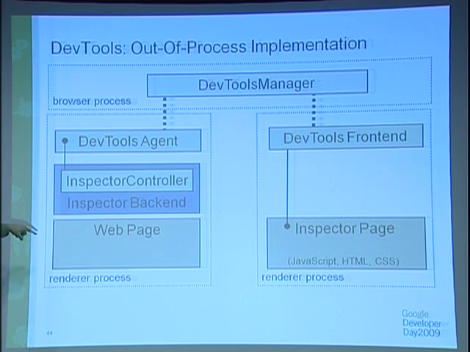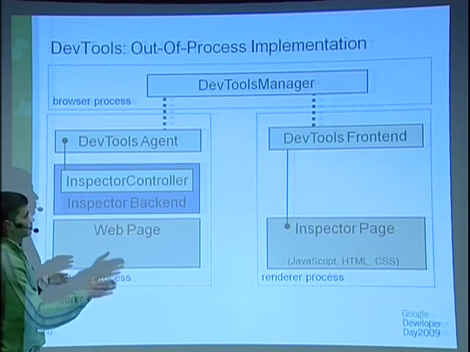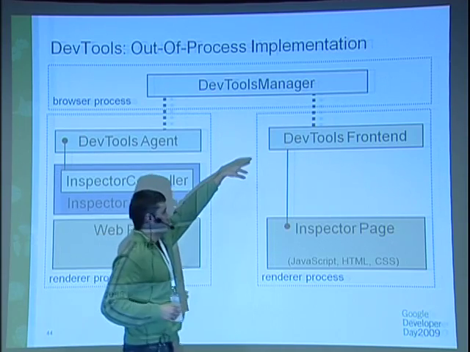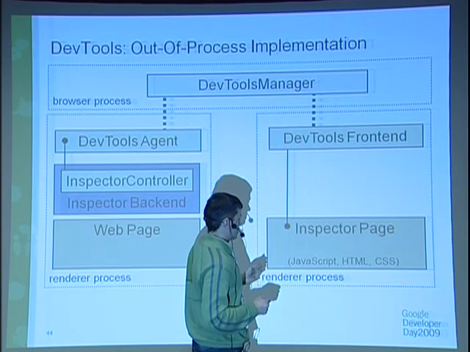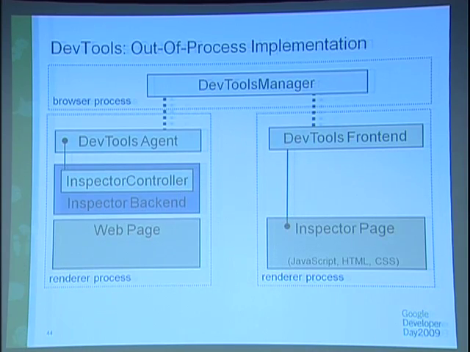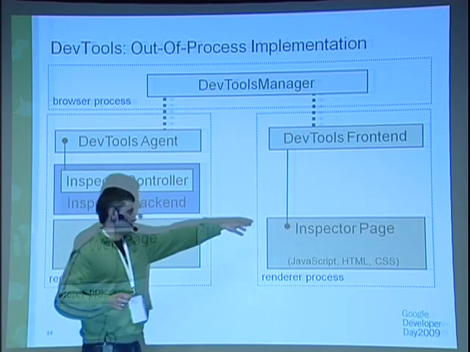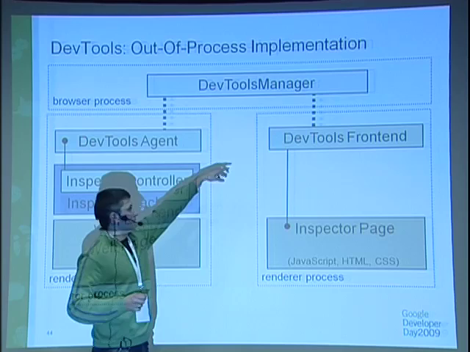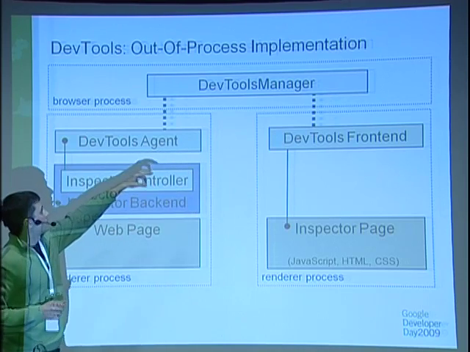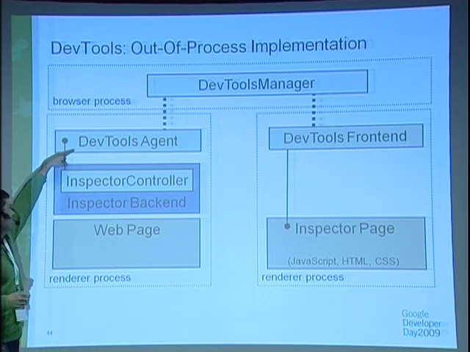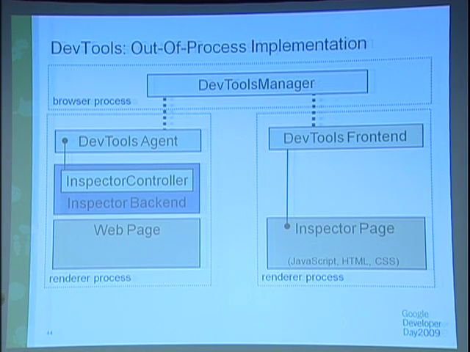When an event happens inside the web page, it gets propagated to the inspector backend, and the inspector controller tries to push it into the inspector page. In our case, the page is substituted by the DevTools agent, and the DevTools agent serializes this call into a JSON message and passes it to the browser process, where the DevTools manager routes it to the corresponding frontend instance, and the DevTools frontend in this process just unpacks the message and converts it into a JavaScript call inside the inspector page. When the inspector page needs some data from the inspector controller, it just invokes some methods on the bound object inside it, which is provided by the DevTools frontend. And this call goes the same path but in the opposite direction to the DevTools agent, which invokes inspector controller methods. So that's basically it.